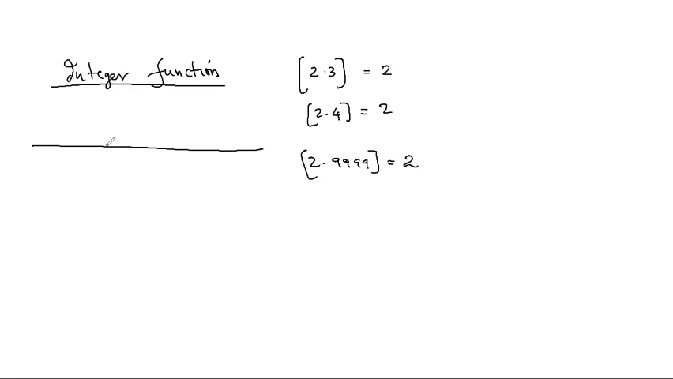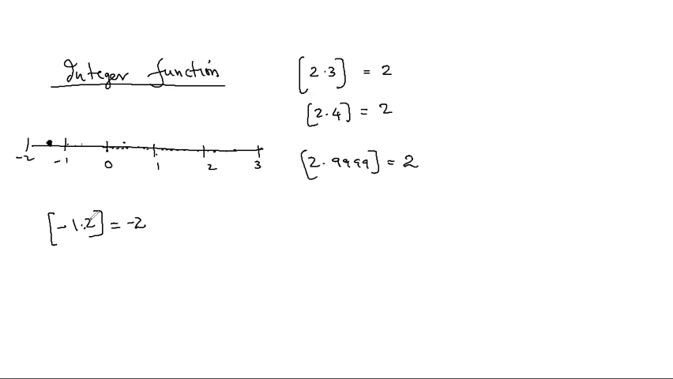What is the integer of any number between 0 and 1? 0. Any number between 1 and 2? 1. Any number between 2 and 3? 2. Any number between minus 1 and 0? Minus 1, the lower limit. See, between 0 and 1, it's 0, so between minus 1 and 0 will be minus 1. So what will be the integer of minus 1.2? Minus 2. Minus 1.2 comes somewhere here, so the integer will be minus 2.